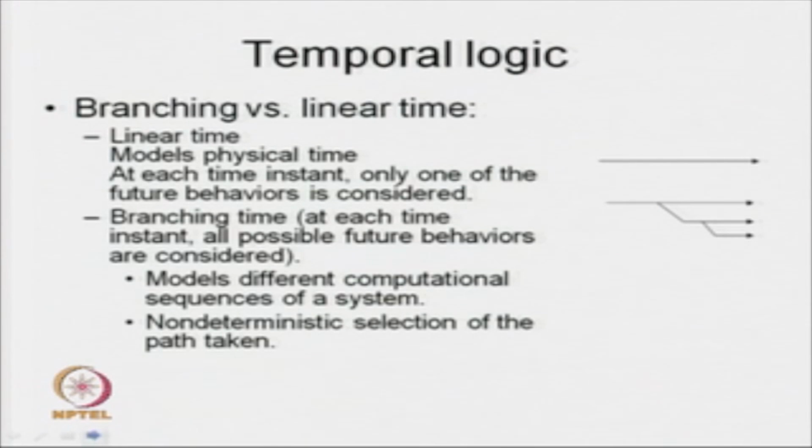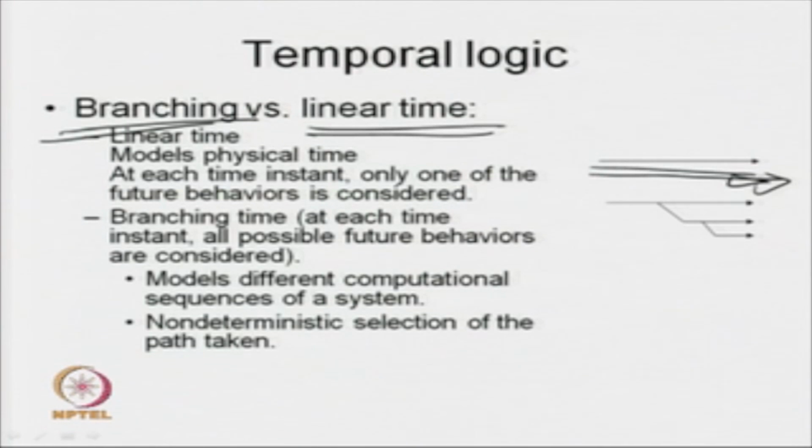So, what basically we are having? I have said that we are going to capture timing behavior, and we are going to use temporal logic. For that we have 2 ways of doing it. One, we are going to talk about the branching nature of time, and the second one is the linear nature of time. So, in the linear case, time progresses in one direction only, but in case of branching, time can branch out in several directions.